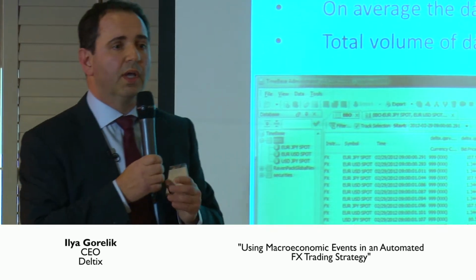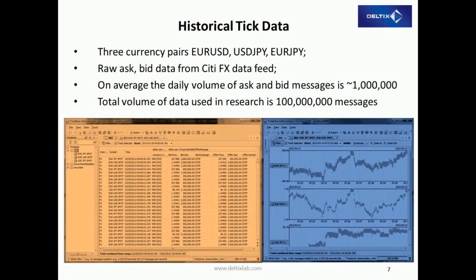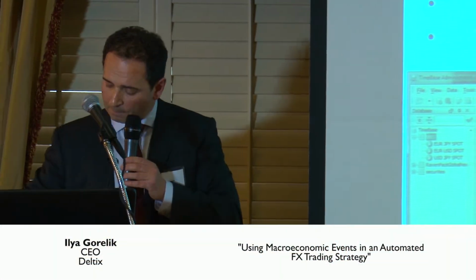For the period we analyzed in this experiment, originally done in 2012, from March until September of 2012, we got around 100 million messages of tick data, approximately a million per day. And the data from RavenPack was also not small.